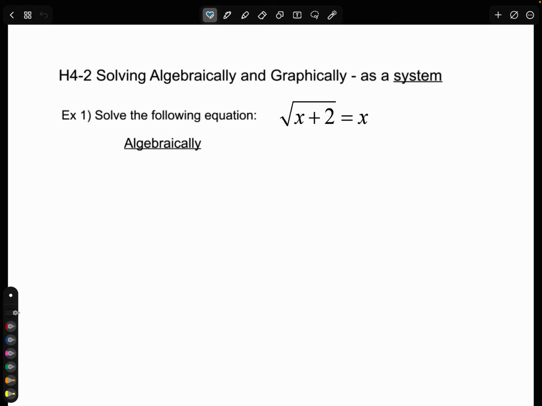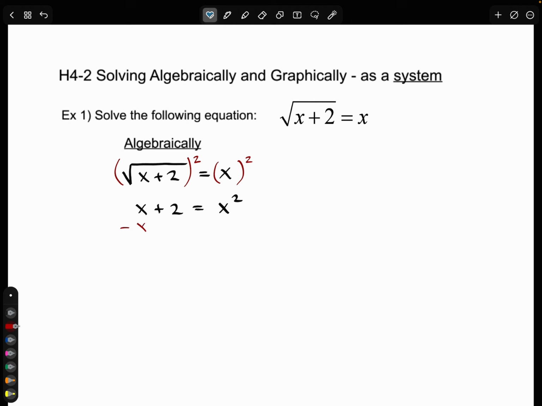We've got: solve the following equation. You see the square root of x plus 2 is equal to x. If we're going to solve that one algebraically, I'm going to first just copy it down. We've got the square root of x plus 2 is equal to x. Since my square root is already isolated by itself, we're going to go ahead and square it to get rid of the square root. But we have to do it to both sides. When we do that, we should have x plus 2 now equals x squared.